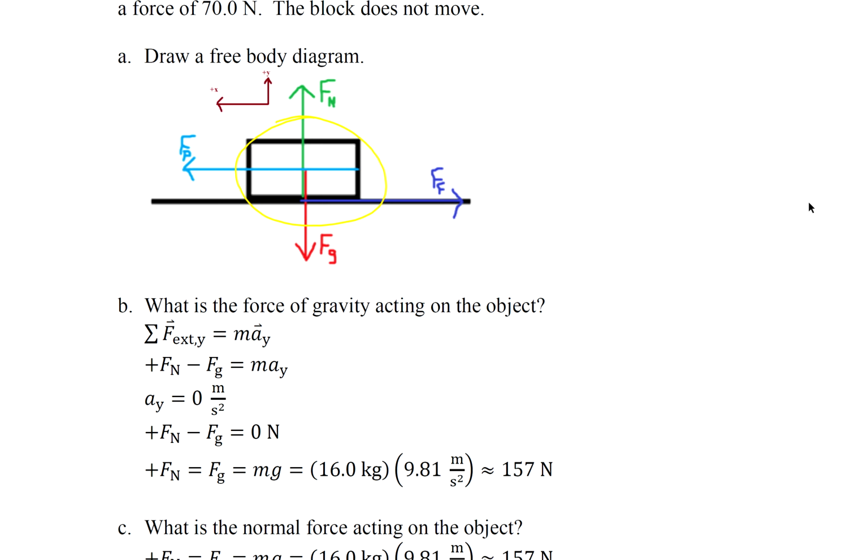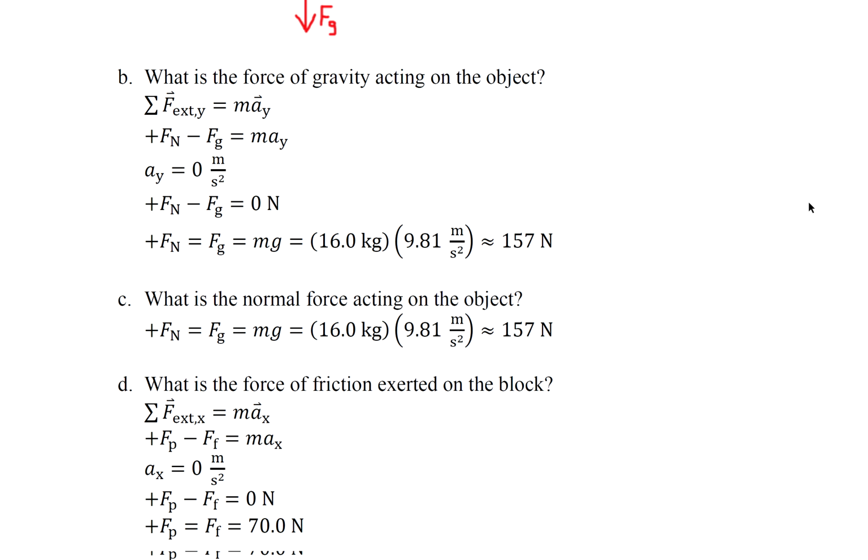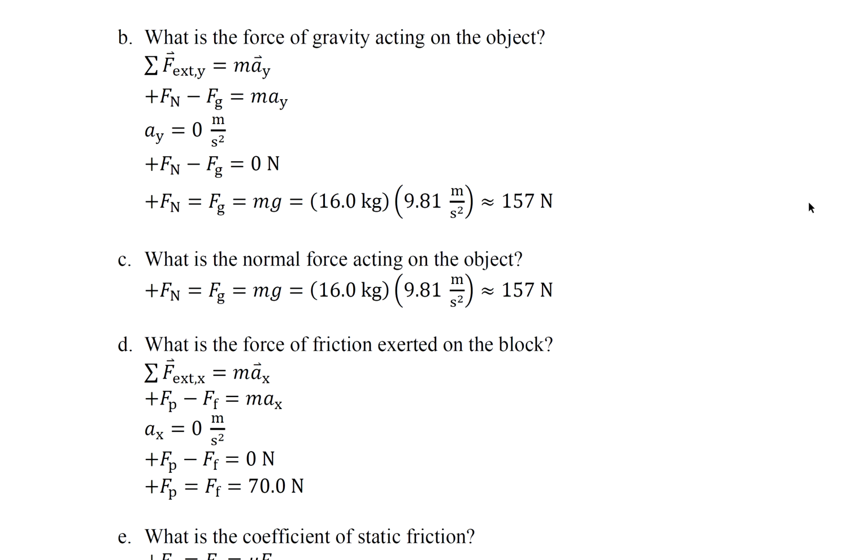Part B, what is the force of gravity acting on the object? Remember, sigma F sub y equals ma sub y. The only forces we have on the y-axis are plus force of normal pointing up, minus force of gravity pointing down, equals ma sub y. A sub y is 0. So force normal equals force of gravity equals mg. Part C, what is the normal force acting on the object? From part B, we know force normal equals force of gravity.